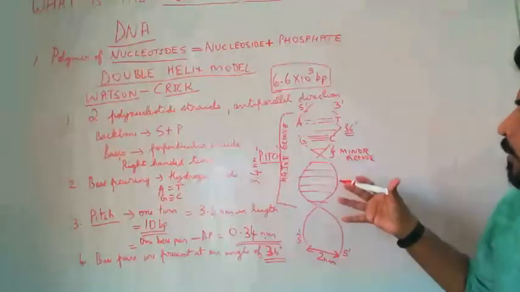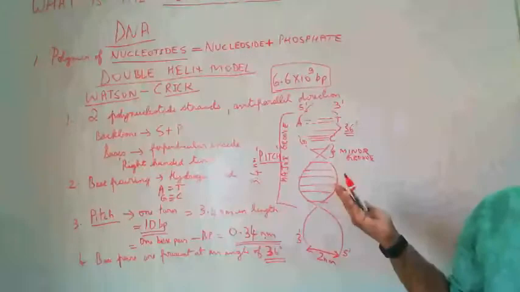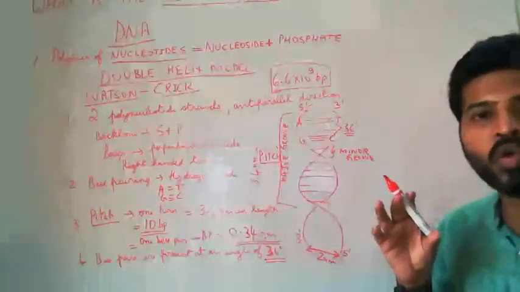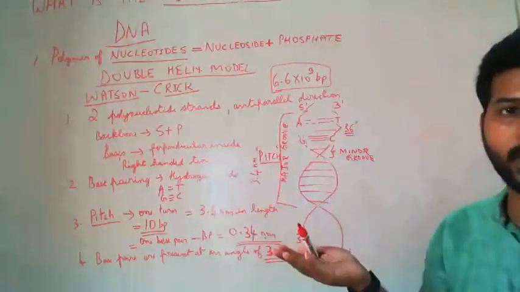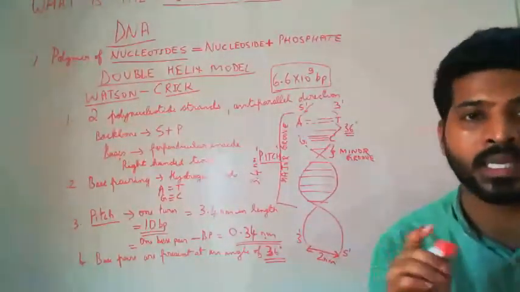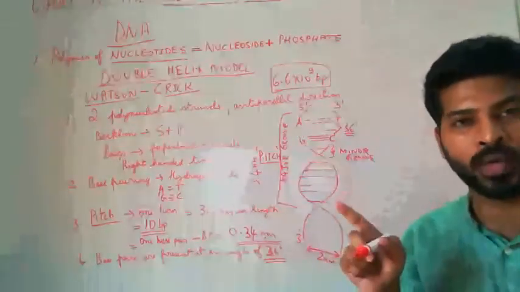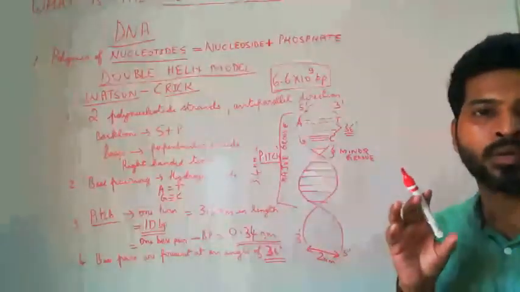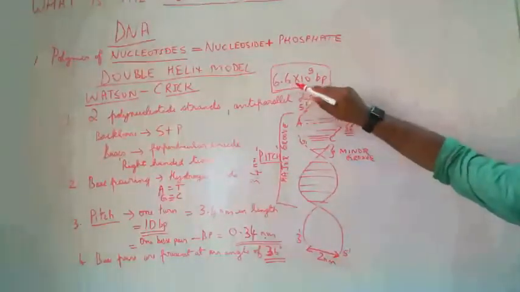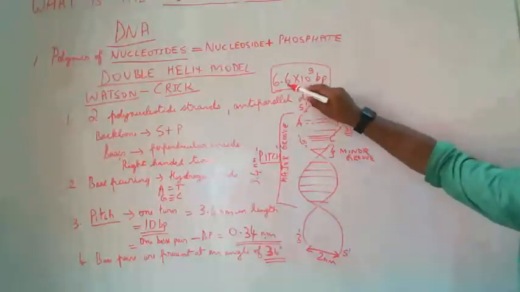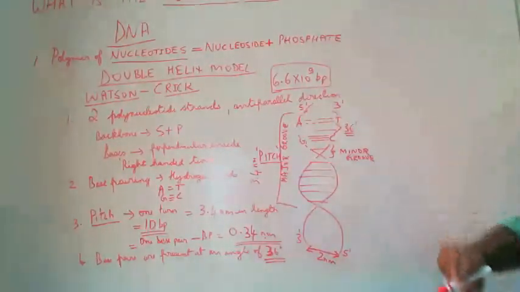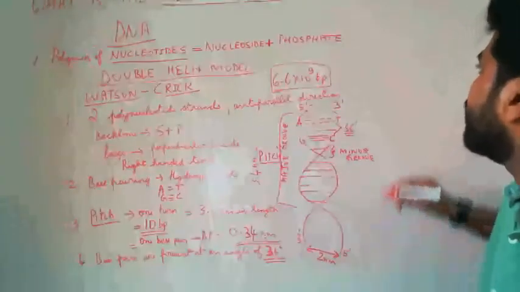Also, by Erwin Chargaff's research, we know that the percentage of purine is always equal to the percentage of pyrimidine, and that A plus T divided by G plus C is not equal to 1. This is a unique ratio, very unique to organisms. In human beings, the length of the DNA molecule is 6.6 times 10 to the power 9 base pairs. That is the length of the DNA molecule.